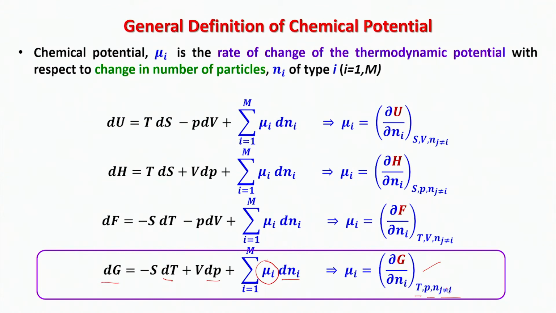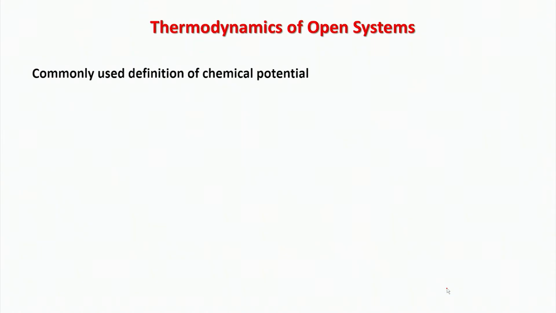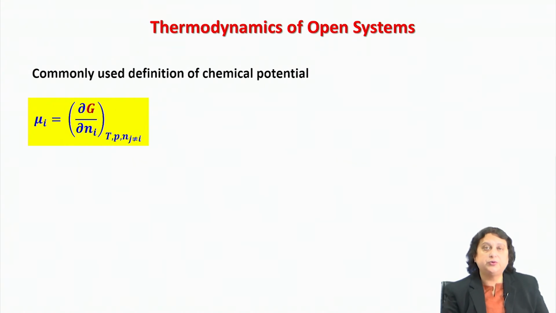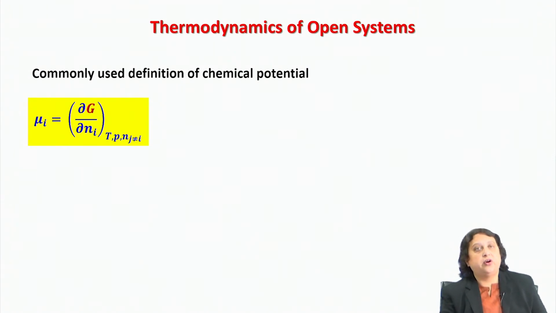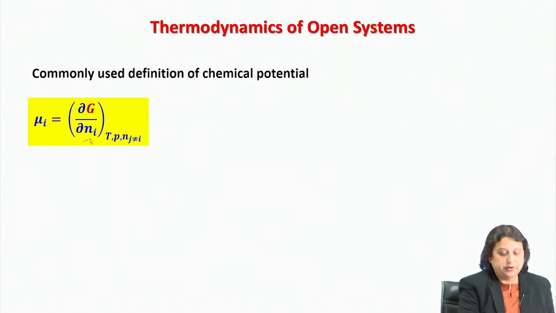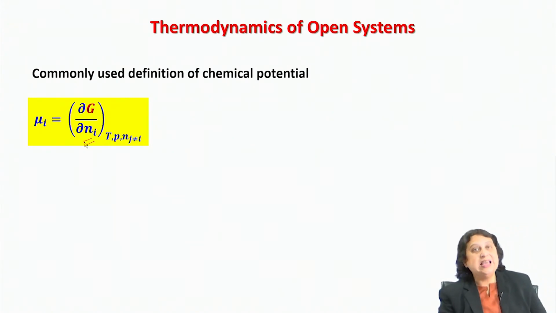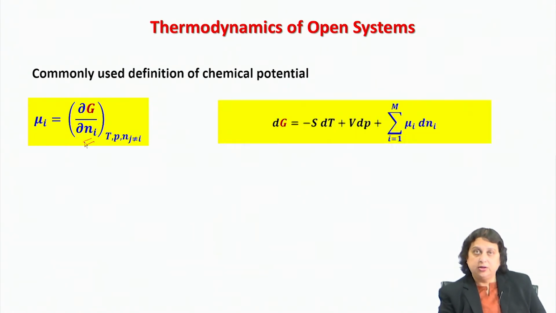Therefore, in the literature of thermodynamics, you will find that chemical potential is most commonly defined as the partial derivative of Gibbs free energy with respect to change in the number of particles of the ith species present in the medium. And you then write dG is equal to minus S dT plus V dP plus mu i dNi.